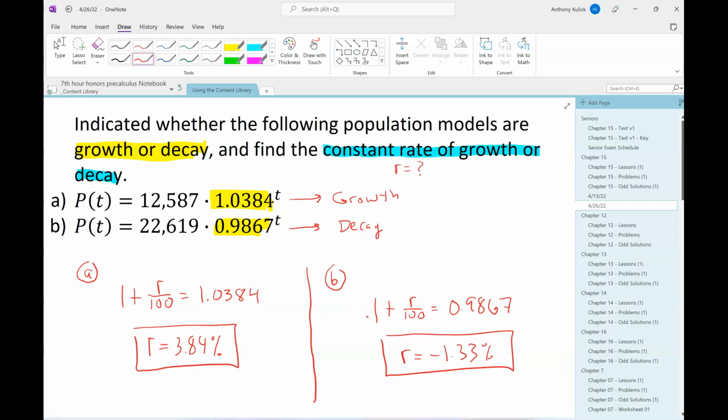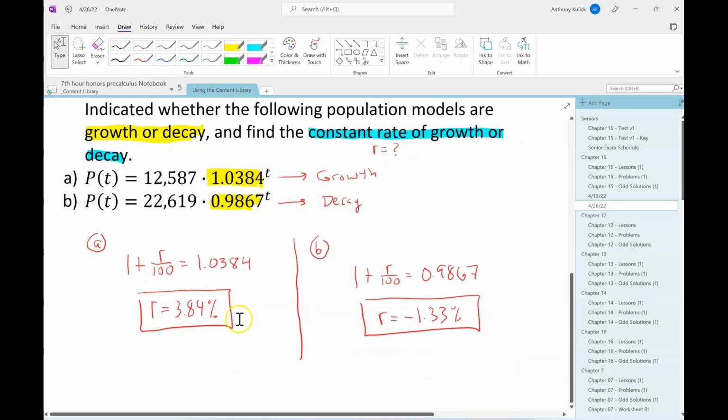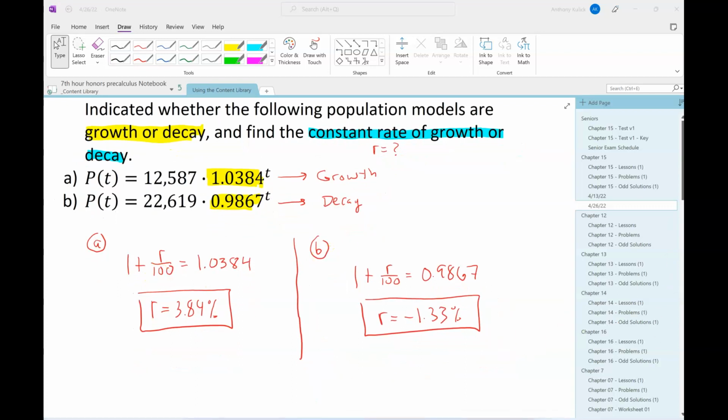Do you observe a relationship between whether this is growth or decay and the value for r? Yeah, if r is positive, it's growth. If r is negative, it's decay. That makes pretty good sense, right? If the rate of growth is negative, it should be getting smaller, decaying. If the rate of growth is positive, it should be growing, getting bigger. Okay. Let's do another example.